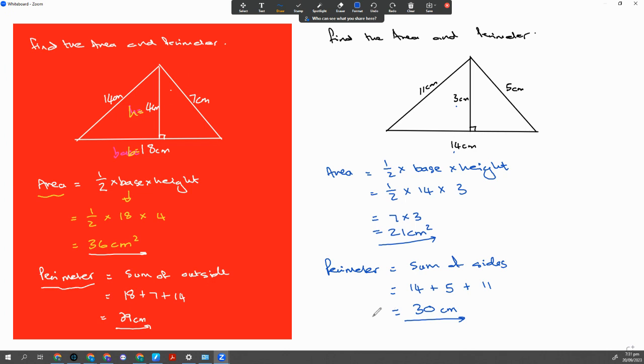All right, and that's area and perimeter of a triangle.